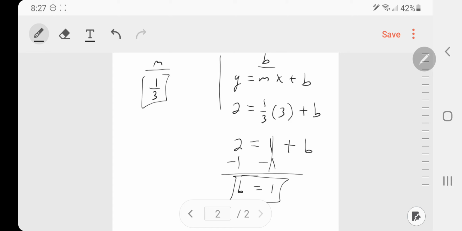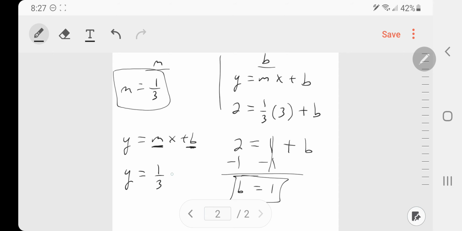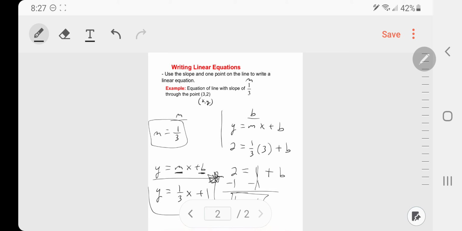Okay, so now we have our two pieces. I have my m, which is 1/3. I have my b, which is 1. So we're going to take our two pieces and write that in slope-intercept form. We know it's y equals mx plus b. What is my m? What is my b? It's going to be y equals 1/3 x plus 1. And that right there is my final answer. That is my equation written in slope-intercept form.